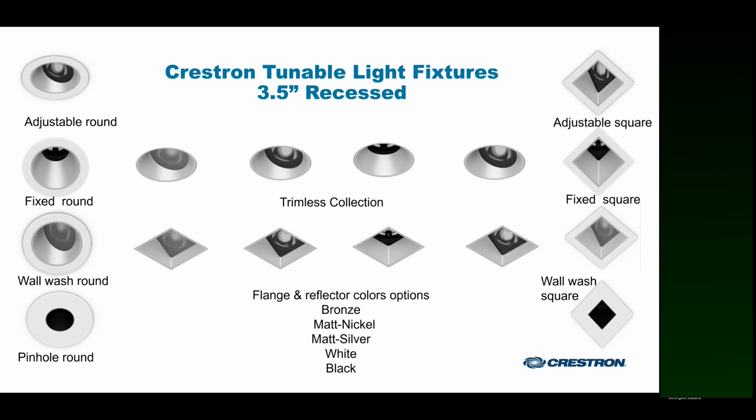Let's quickly review the Crestron tunable lighting hardware. Here is a visual representation of Crestron's 3.5-inch recessed lighting options: round and square, fixed, adjustable, wall wash, pinhole, trimless options of each. Extenders are available to handle ceiling thicknesses up to 1 7/8 of an inch. Beam spread options of 35 and 55 degrees. Pinhole trims are paired with fixed down lights and provide the effect of a narrower beam spread.